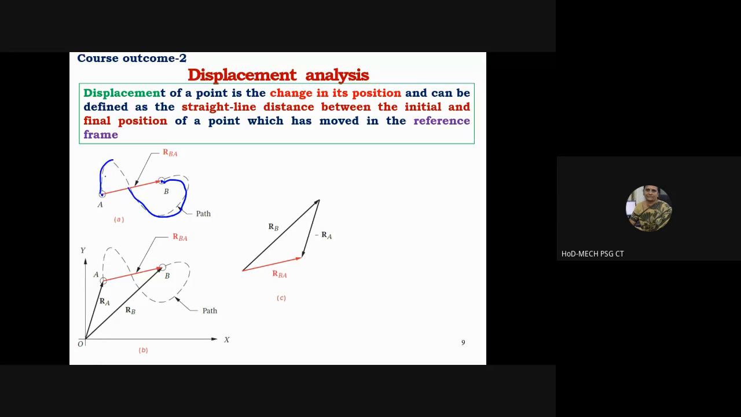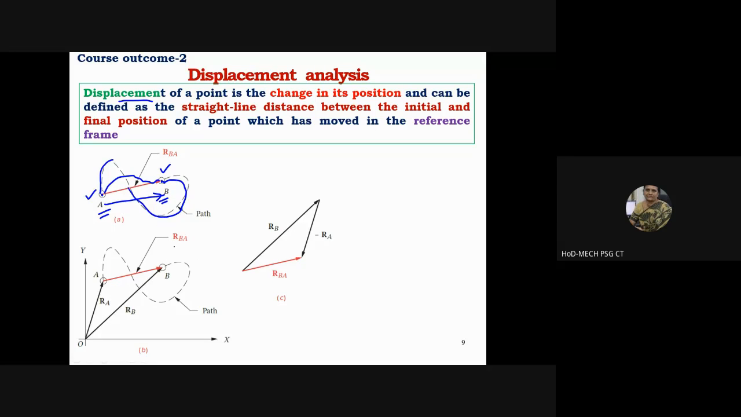Now, irrespective of the path traversed, when we talk of a displacement, it is the initial position and the final position only that matter. The movement from A to B could have happened like this. So irrespective of the path adopted, when I say displacement, it is the shortest distance, the straight line distance between the initial position and the final position.